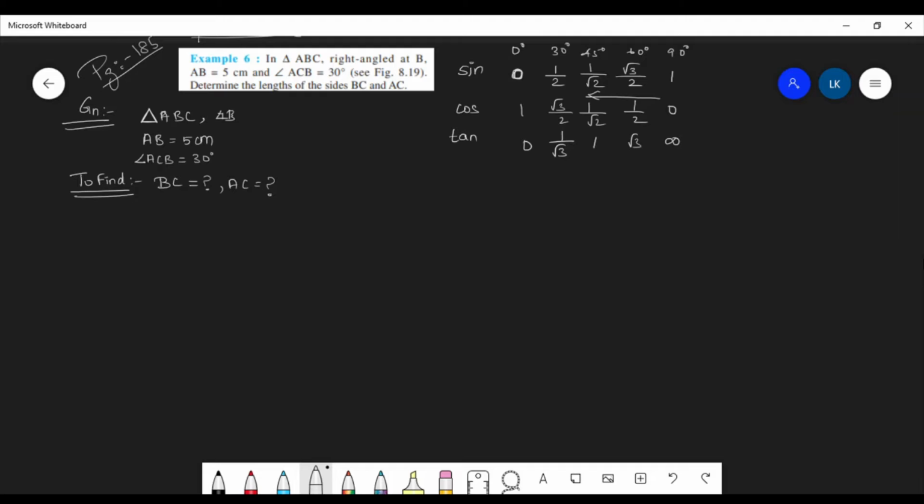What is given? Given a right angled triangle ABC, which is perpendicular at B. Okay, right angled triangle ABC, which is perpendicular at B. And angle C is 30 degree. What we have to find? We have to find BC and AC, and AB value is given as 5 centimeter.